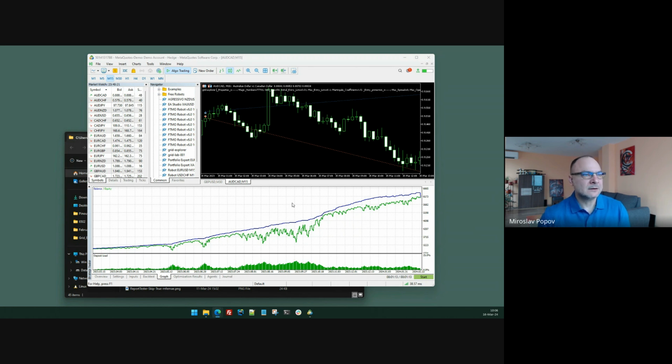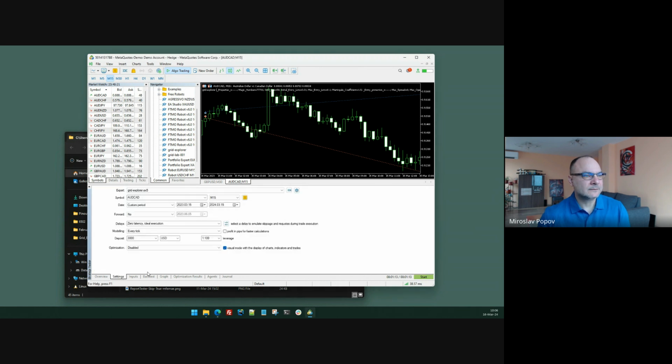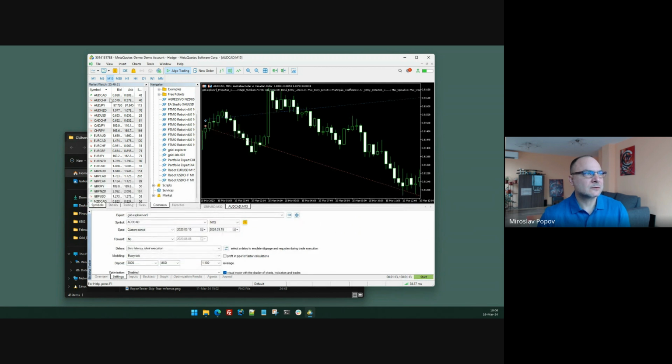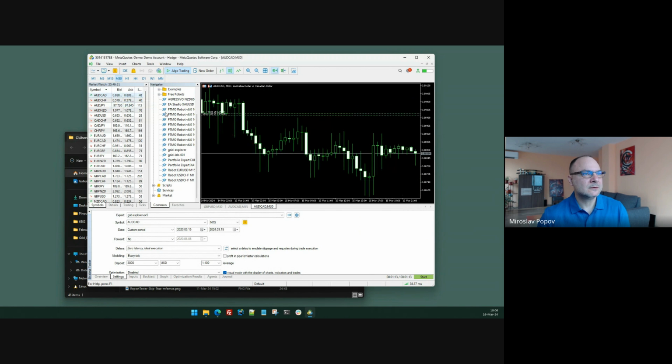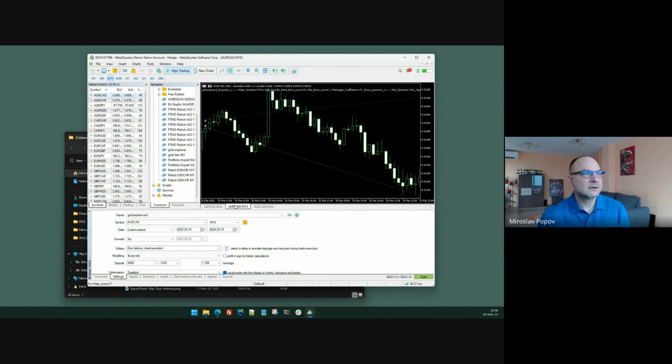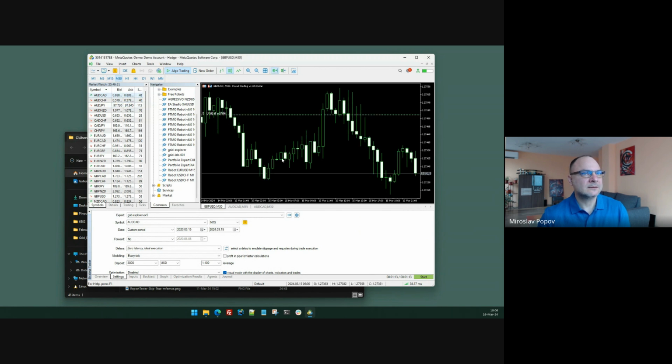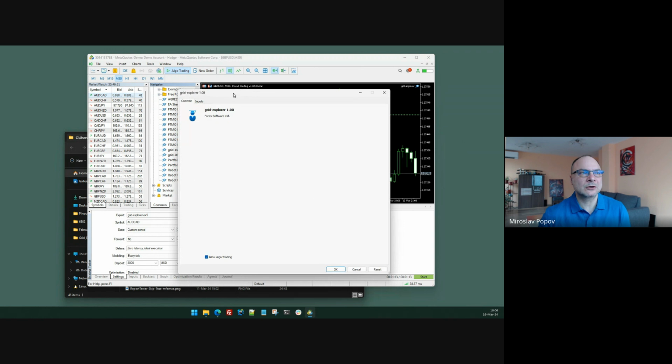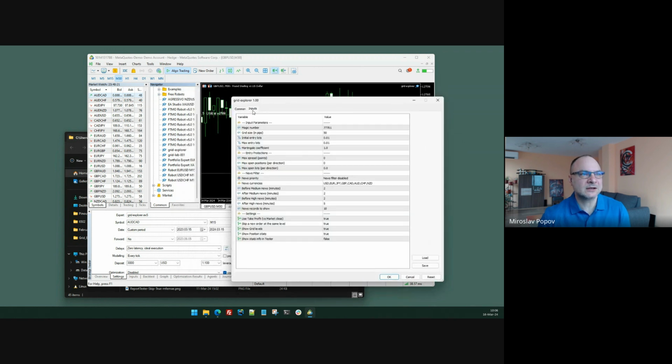Okay, so I will show you what is going on. I'll start from the beginning. The robot has many options. Let's show chart window. Okay, let's use this one. And the robot is called Grid Explorer. Actually, the full name of the robot is Grid Explorer Hedging, because it explores the hedging algorithm.